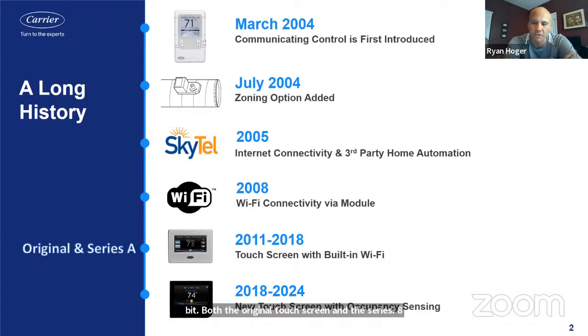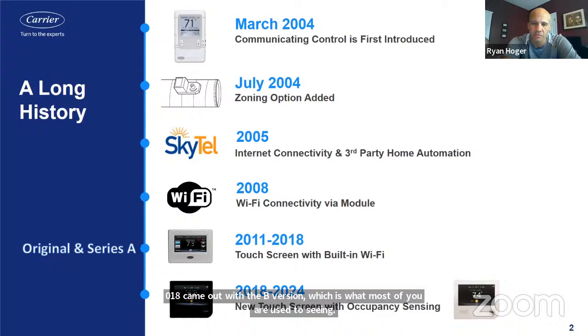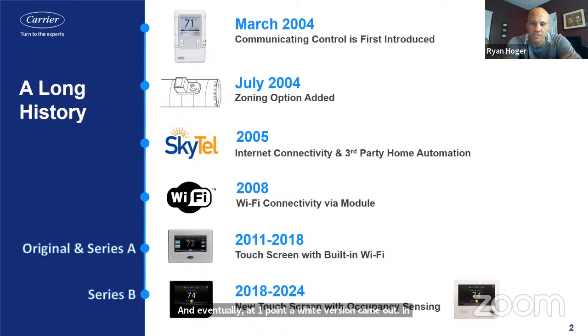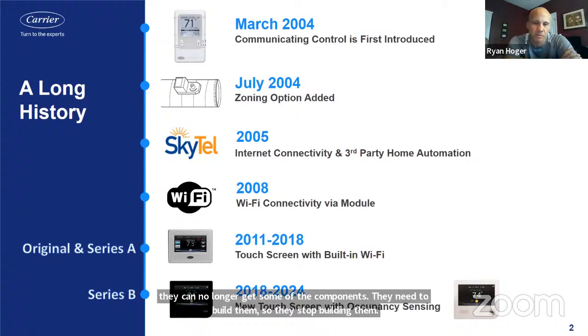2018 came out with the B version, which is what most of you are used to seeing. Eventually, a white version came out in addition to the original black version. That Series B version ran from 2018 until about 2 months ago, and they discontinued it. Whoever makes the parts for them no longer makes the parts, essentially. That's what happens in the electronics world. 6 years is a very long time. They can no longer get some of the components they need to build them, so they stop building them. However, there is now a Series C to replace that.